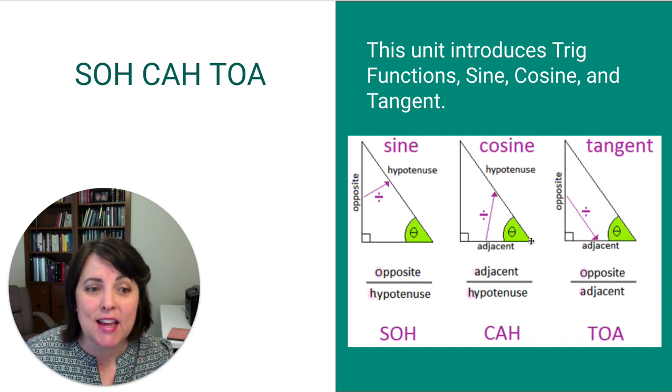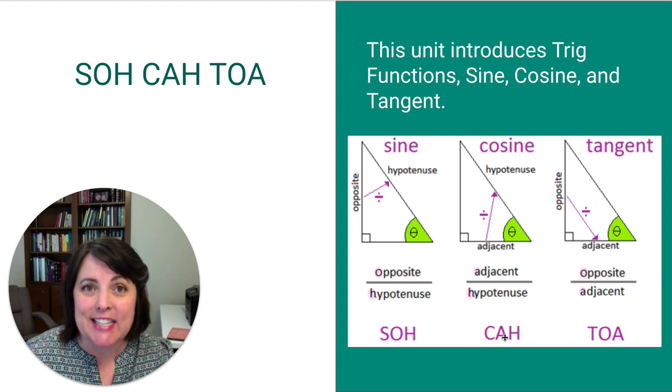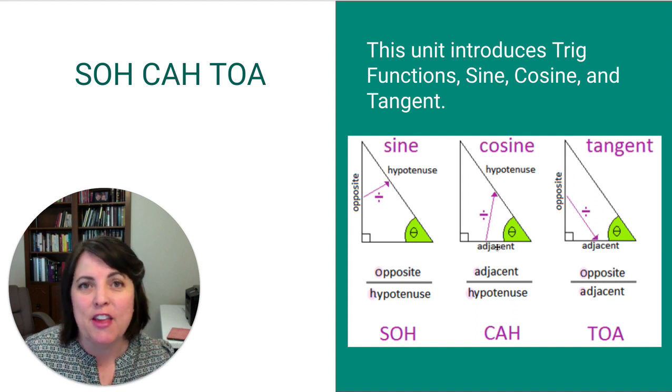Cosine uses the adjacent side, the side that the angle is touching. So cosine is adjacent over hypotenuse, C-A-H. And then finally, tangent of an angle is the opposite side, the side that it's not touching, over the adjacent side, the side that it is touching. As you get more familiar with that, you'll understand what those things mean, and you can always come back and review this video. SOH CAH TOA is a helpful way to remember: sine is opposite over hypotenuse, cosine is adjacent over hypotenuse, and tangent is opposite over adjacent.